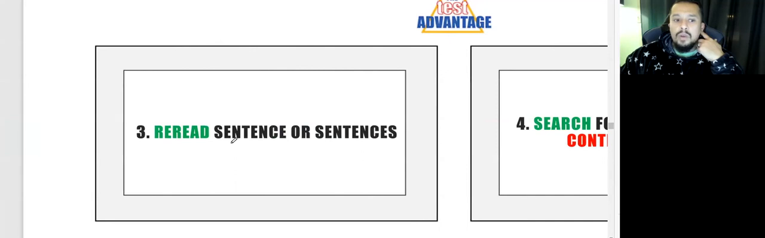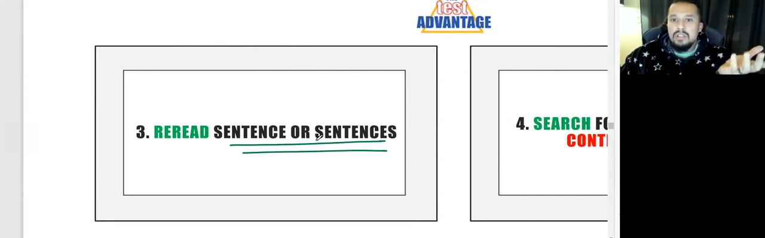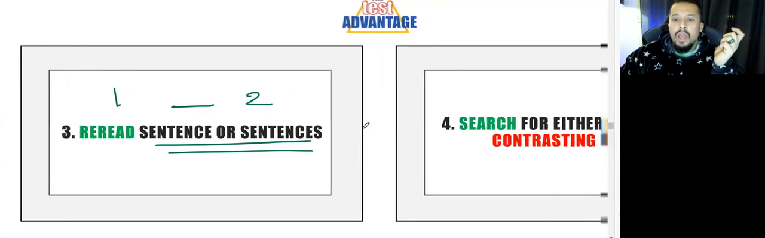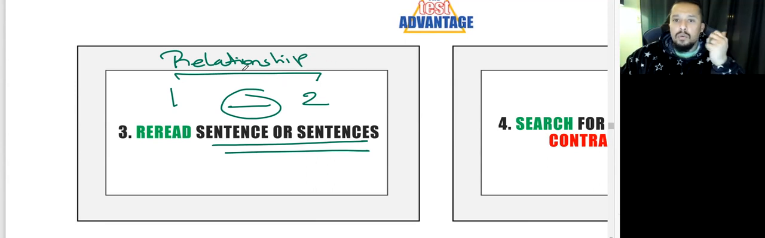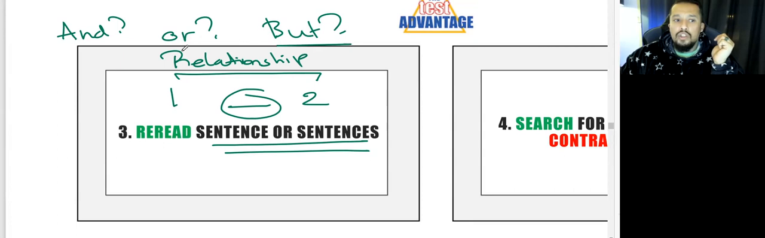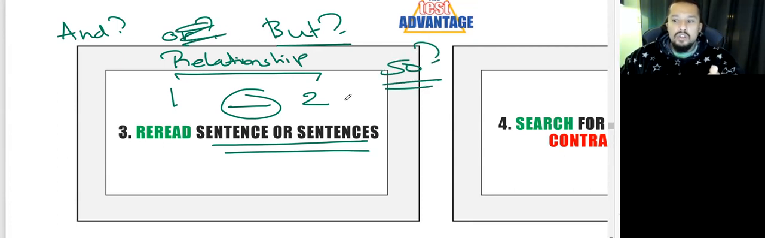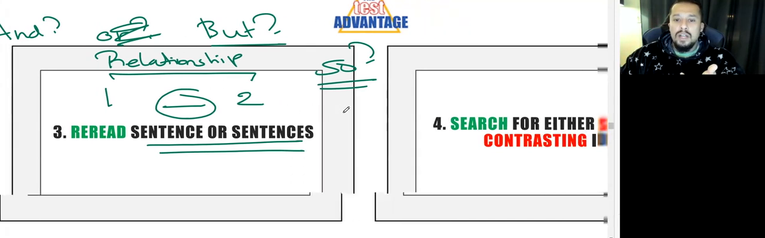Number 3, reread the sentence or sentences. This is normal. Read sentence number 1 and then read sentence number 2. After that, find out the relationship between the 2 sentences. So what do we mean by relationship? Is it an and relationship? Is it an or relationship? Is it a but relationship? Is it a so relationship? What kind of relationship do we have between the 2 sentences?